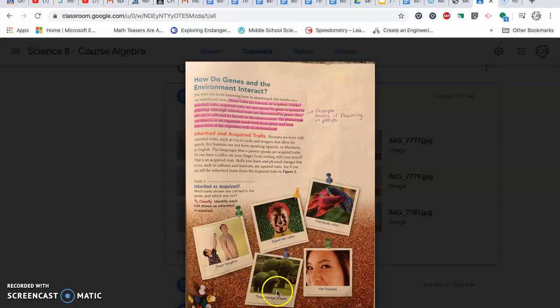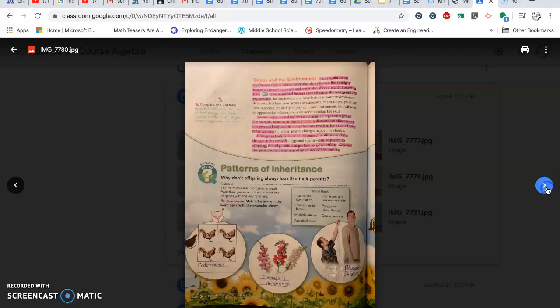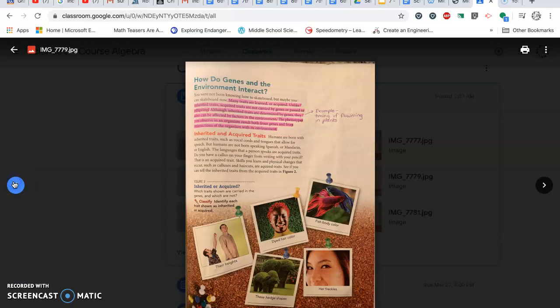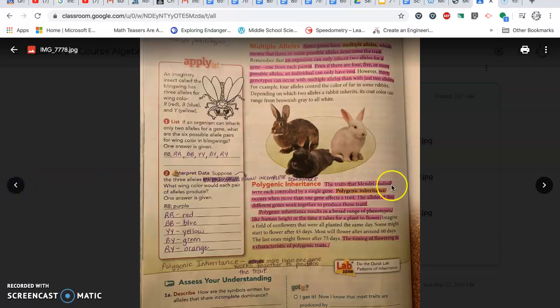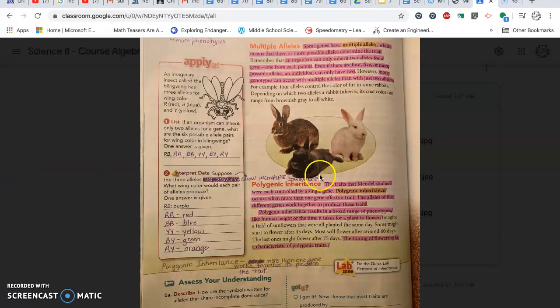Just like the way that these bushes are shaped, right? Someone came along and cut the bushes into those shapes. They did not grow that way naturally. And they talk about here how the environment plays into how genes are expressed. I'm going to go back to our example of the sunflowers. Remember we talked about planting the same, or your book did at least, and I mentioned it. Here you have sunflowers, and this is an example of polygenic inheritance.